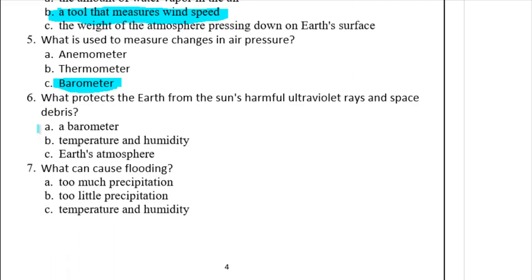Number 6, what protects the Earth from the sun's harmful ultraviolet rays and space debris? Yeah, the Earth's atmosphere is the layer that protects the Earth from harmful rays and space debris. Number 7, what can cause flooding? When we have too much precipitation, and drought when we have too little precipitation. So flooding when we have too much precipitation.